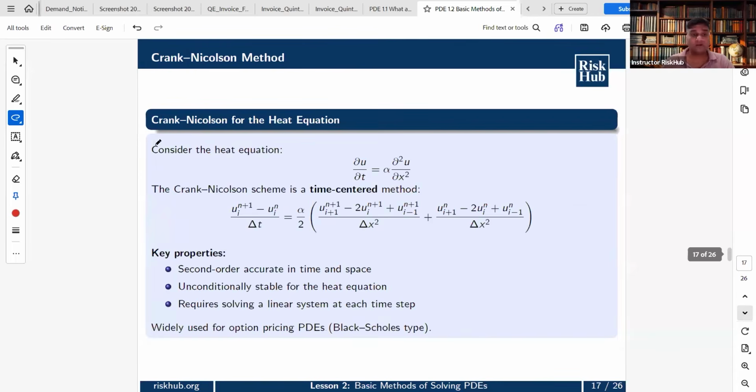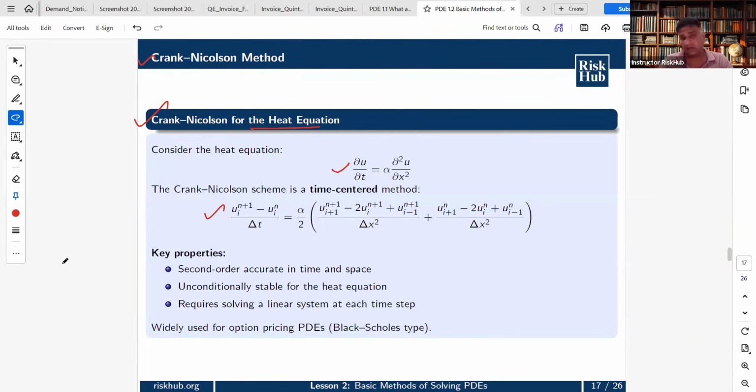Then we have your Crank-Nicolson, right? Crank-Nicolson method for the heat equation. The heat equation is given this way: partial derivative of u over partial derivative of t equals alpha times the second partial derivative of u over partial x squared, right? Crank-Nicolson approximates the time derivative using an average of the spatial curvature at time n and time n plus 1. This is the equation: the change in u over one time step equals alpha over 2 times the average of the second spatial difference at the new time level and the old time level, right?